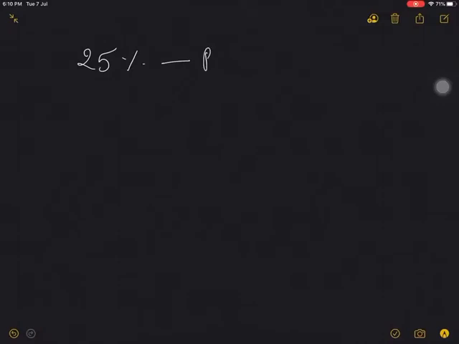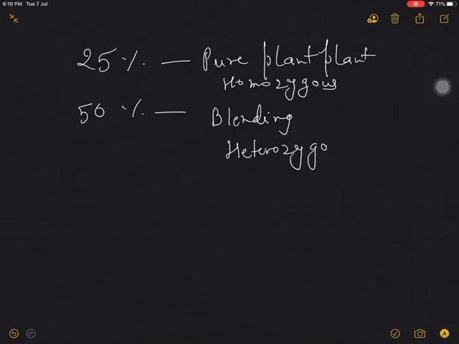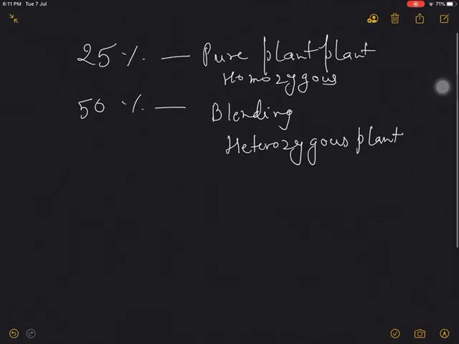25% pure tall plant, 50% that is homozygous, blending. What does it mean? Heterozygous plant, that means that has character of tallness and dwarfness. In next generation they will appear in 3:1 again.